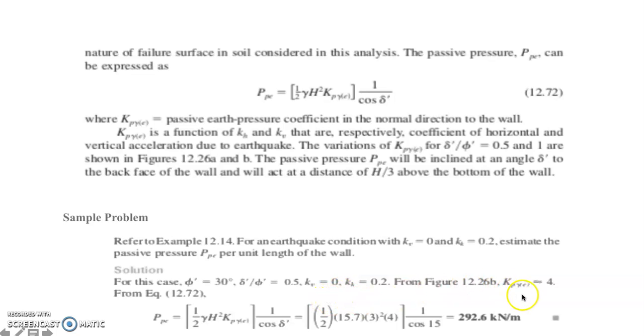So you simply have to get your K sub P due to earthquake condition using figure 12.26b. We need the value for phi prime 30 degrees, this ratio which is 0.5, and k sub v which is 0, and k sub h which is 0.2, and that is now K sub P due to earthquake condition equal to 4. You substitute this expression to our equation here and you get the value of 292.6 kilonewton per meter. So that ends our discussion for our lateral earth pressure.